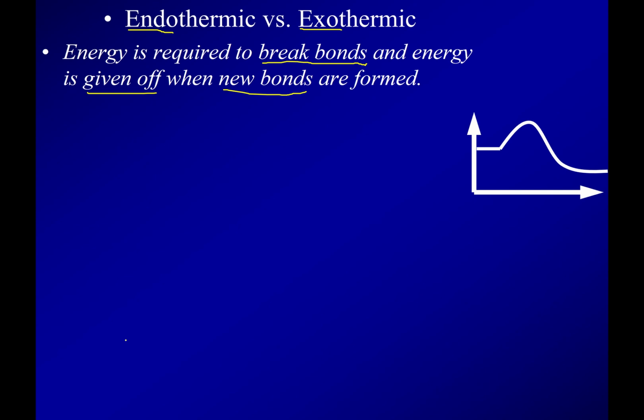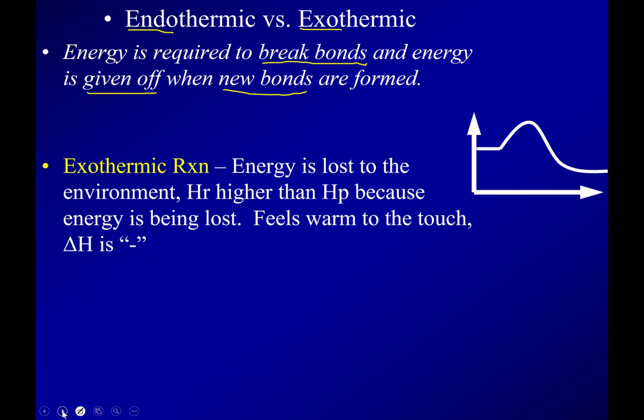New bonds form. When a chemical reaction happens, we have all sorts of bonds being broken and new bonds being reformed. If the overall change in energy of the new bonds being formed is greater, well, then we have energy being released. If the overall energy required to break those bonds is greater, then we have energy that has to be put in to get that reaction to go.